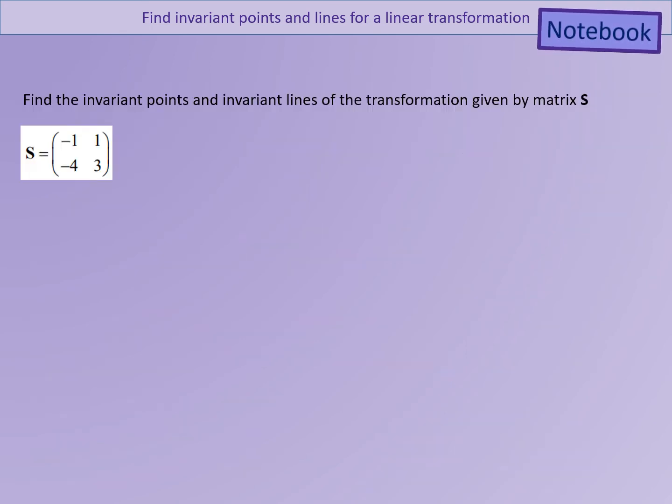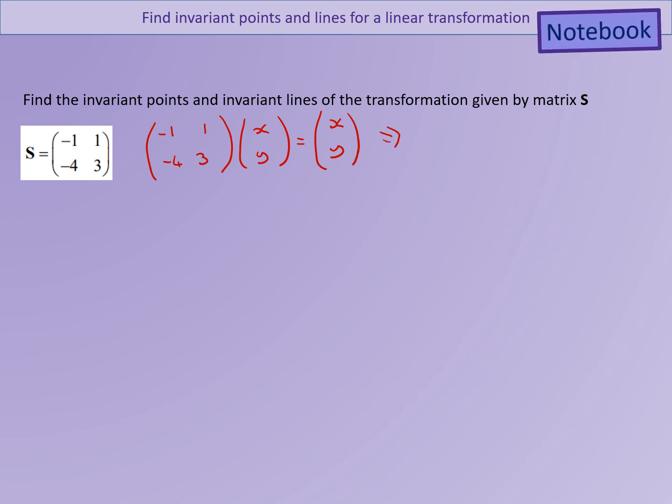So we're now going to look at finding the invariant points and the invariant lines of matrix X. So remember, an invariant point is any point that satisfies the equation the matrix multiplied by xy equals xy. So if we expand out that top line, I'm going to get minus x plus y equals x. Expand the second line, we're going to get minus 4x plus 3y equals y. The first equation gives us y equals 2x.